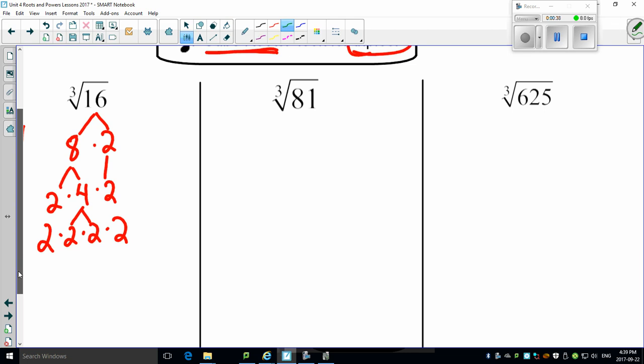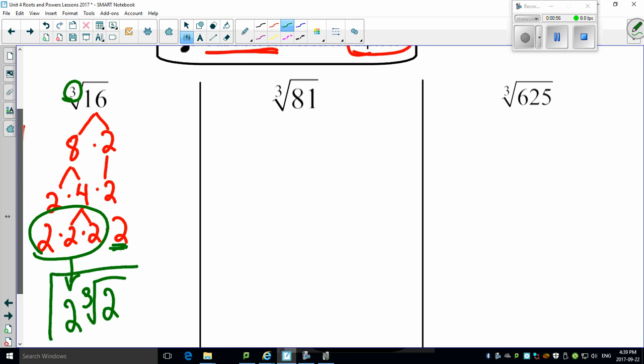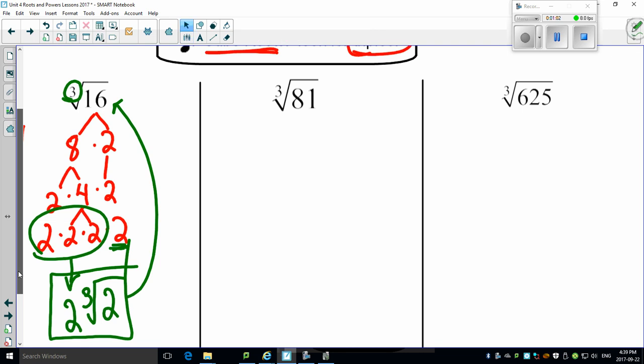Now you look for triples. Same rule applies as before. You got 3 2's here, take only one representative out. Then you know it's a cube root, and whoever's left behind stays right there. There's your mixed, there's your whole.